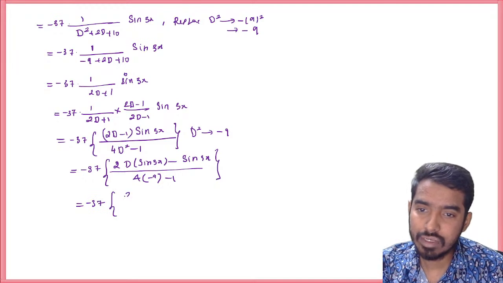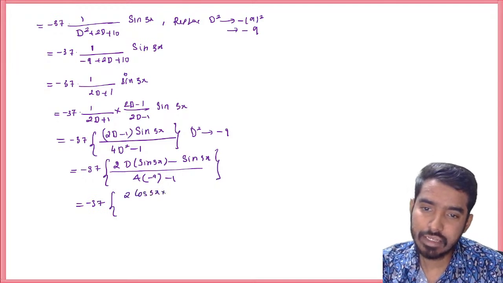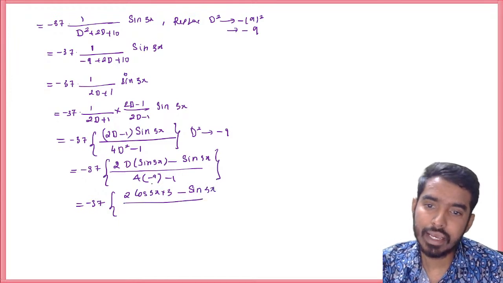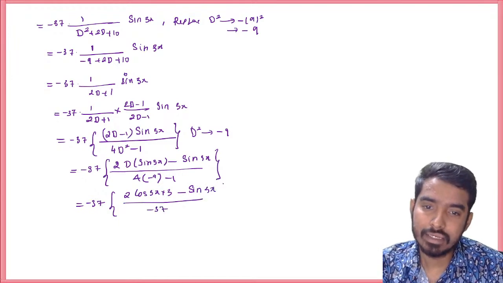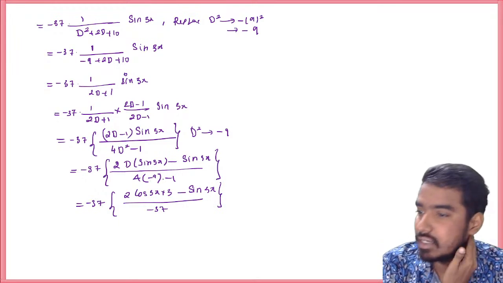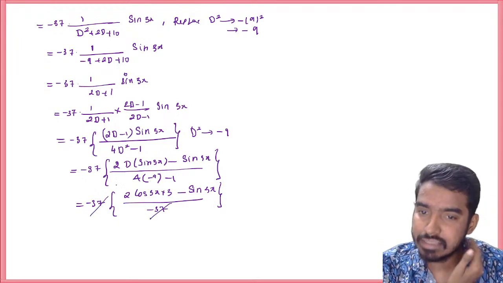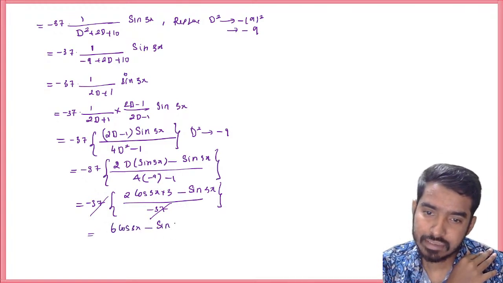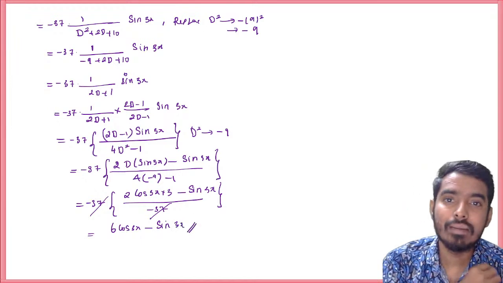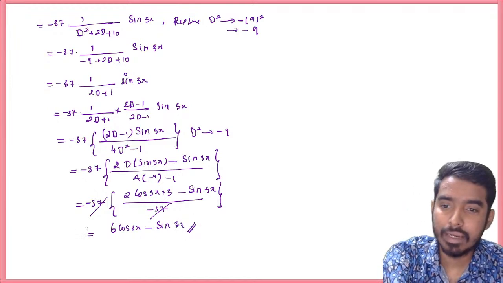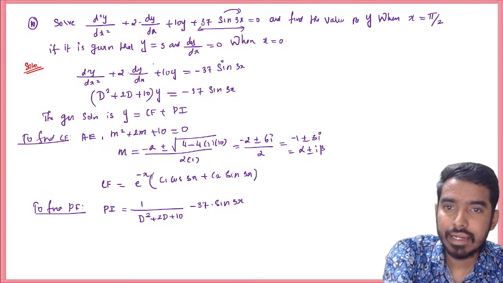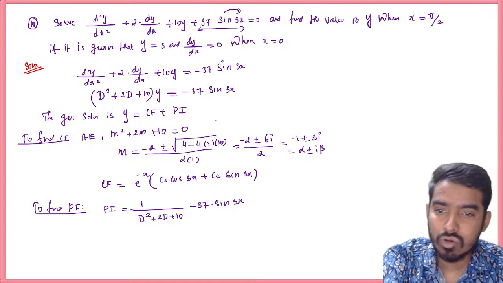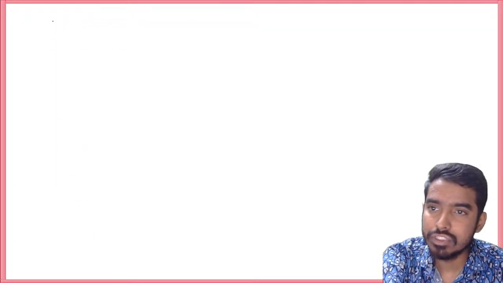So differentiation of sin 3x is cos 3x into 3, minus sin 3x divided by, so this will be minus 37, right? These two will get cancelled. So we will be left with 6 times cos 3x minus sin 3x, which is your required particular integral. Now it is given that you have to make use of this condition. So what is your solution?